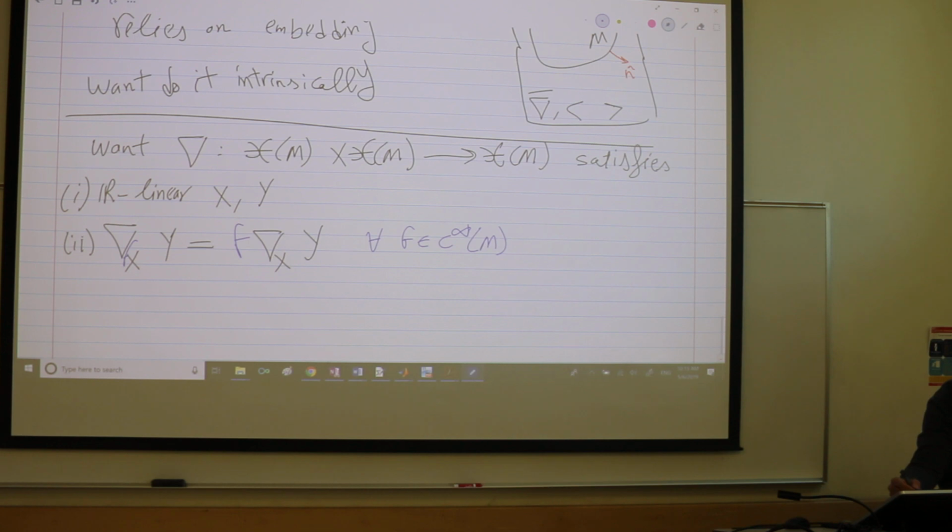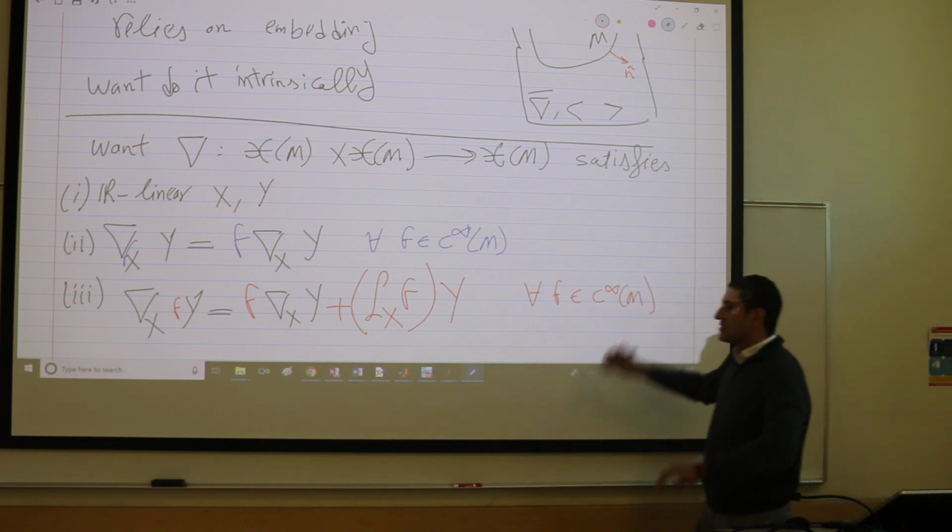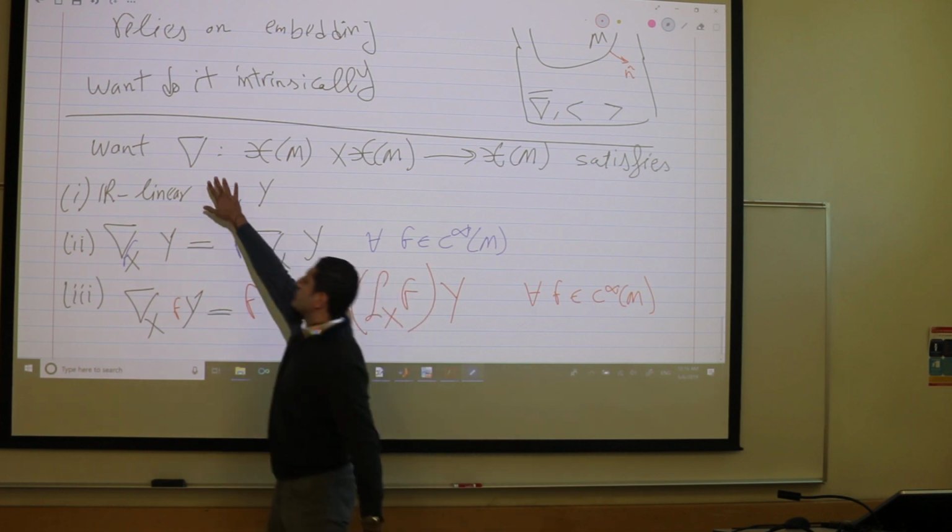And likewise, it's indeed y that is being differentiated. So if the f comes to y, now, yes, it will come out, but I will have an additional term, right? The product rule, which is the lie derivative of f along x, this is a scalar in the direction of y, for all f in C infinity.